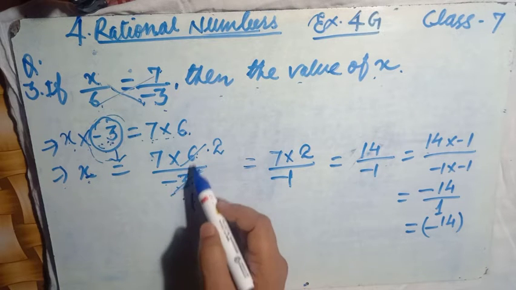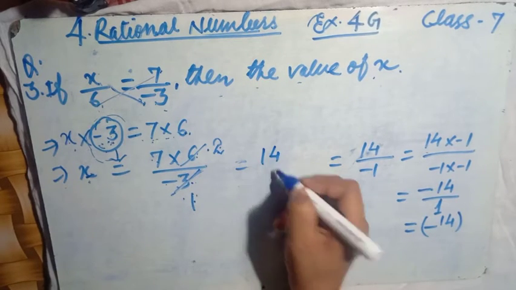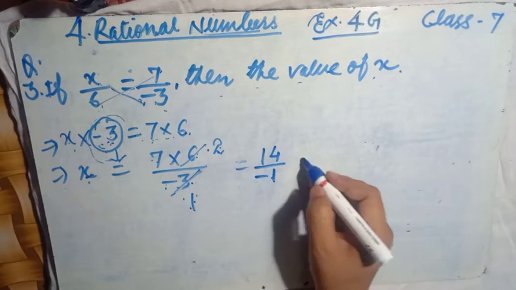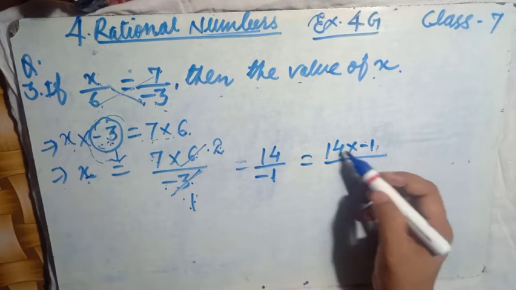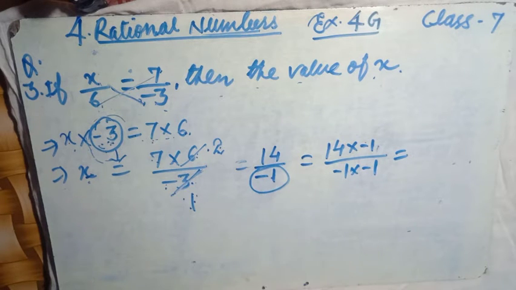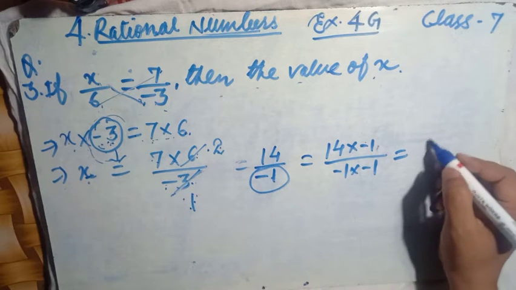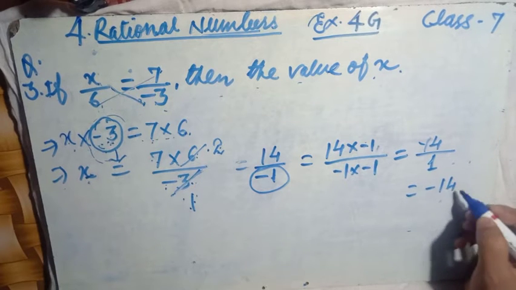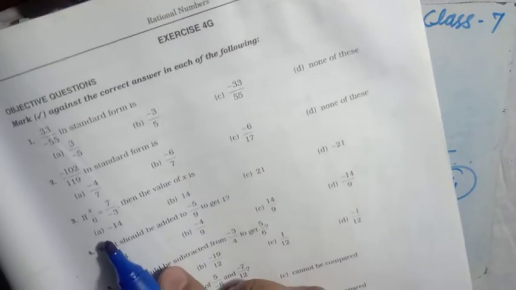So 3 ones are 3 and 3 twos are 6. 7 multiplied by 2 is 14, and here is minus 1. Then we have to multiply minus 1 in numerator and in denominator. Why? Because the denominator should be positive, as we have to put the rational number in standard form. Minus into minus is plus, so minus 14 is your answer. So the answer is option A.